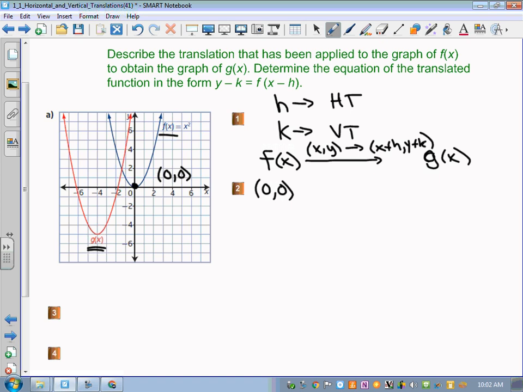So if we look at the point 0, 0, then what's going to happen here is that we are going to have 0 plus some h value and 0 plus some y value, and that is going to give me my point on g of x. Now, to get the point on g of x, we just inspect the graph. And this point right here, remember, it has to be a corresponding point.